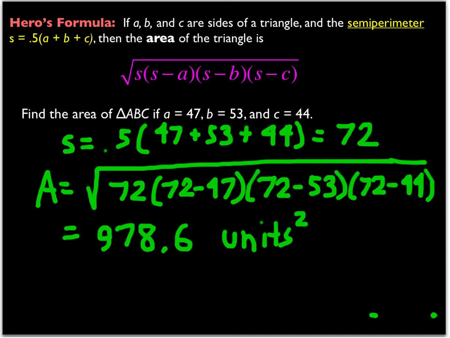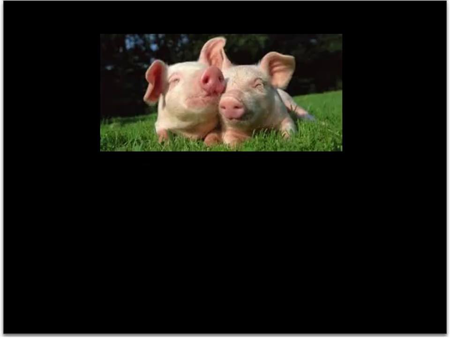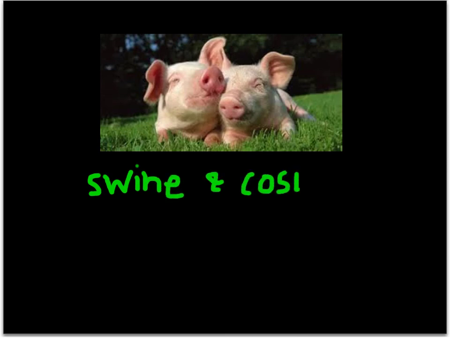So, everybody, just to leave you with a little thought, here's a couple pigs, but this is the old trigonometry farmer here that we have. So this first pig is called Swine, and his partner here is called Coswine. So that's the pigs of the trigonometry farmer.